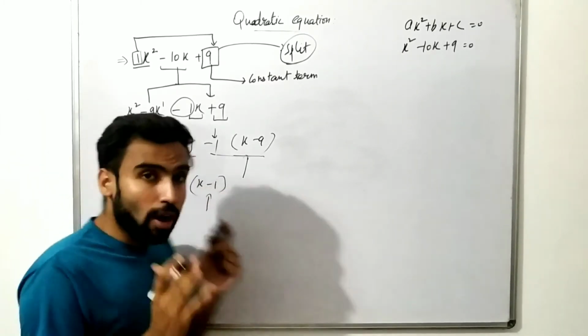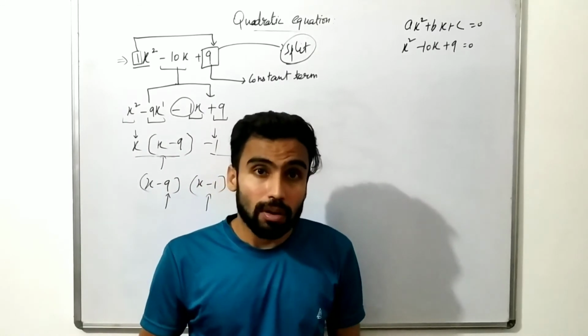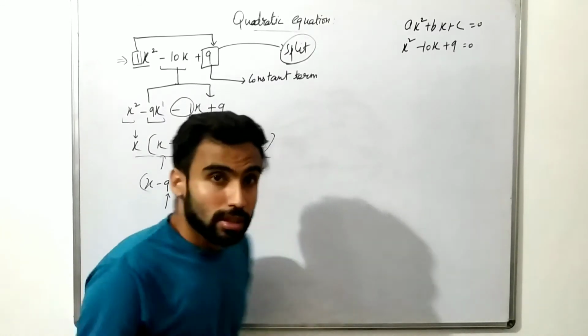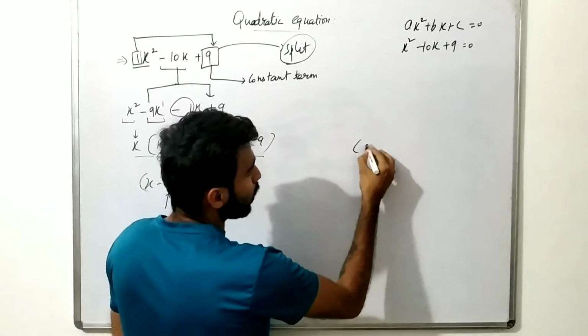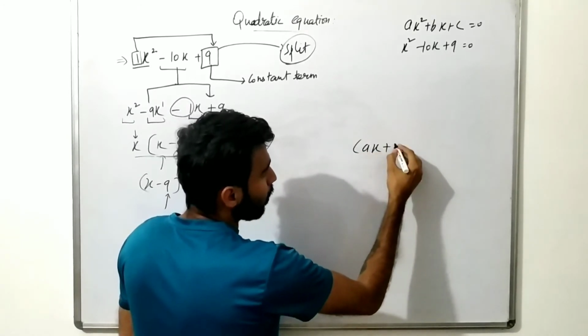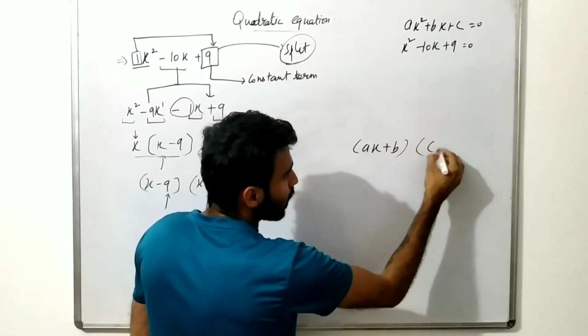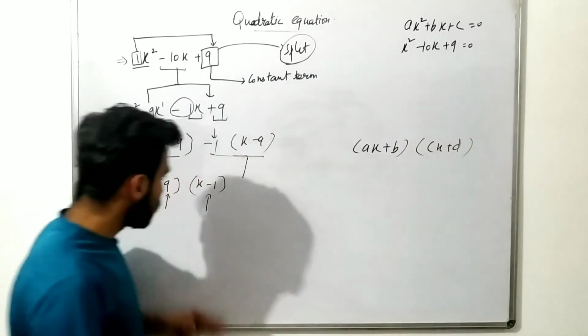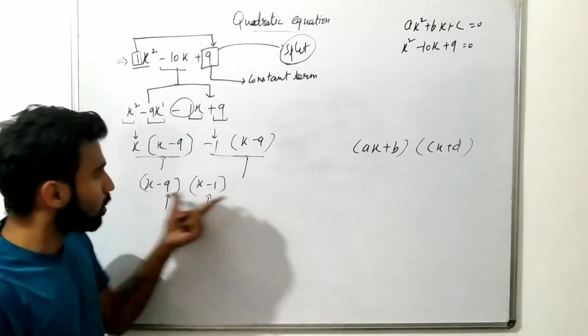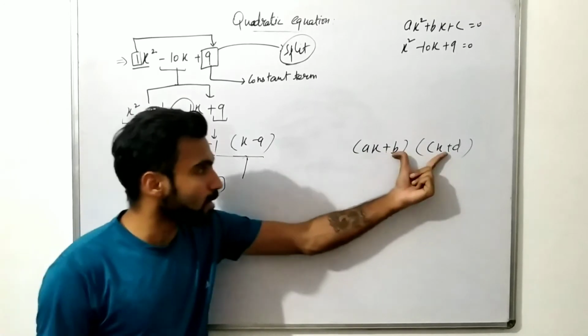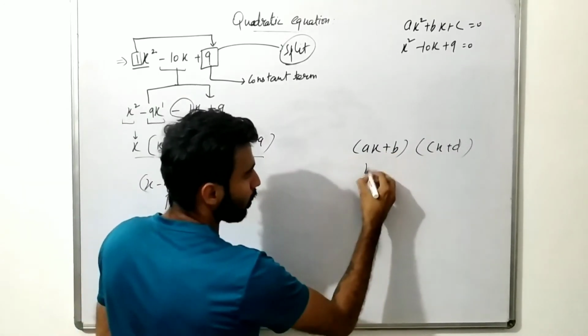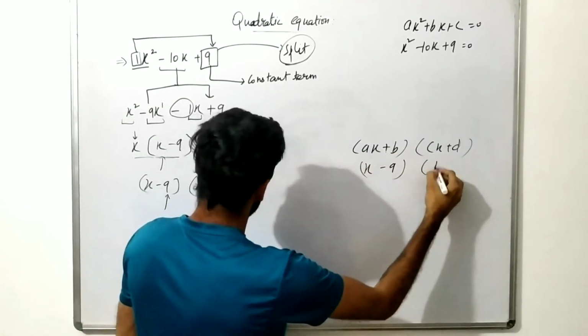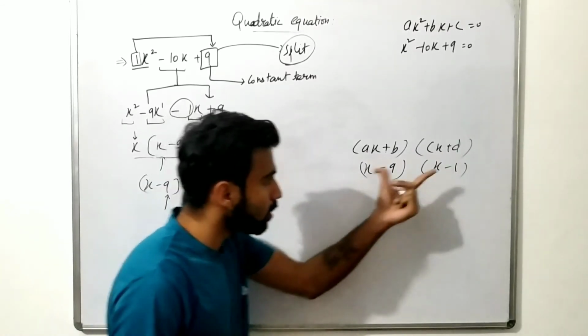Now just recall the second step of the factorization method. The second step was that you have to break the middle term and make ax plus b and cx plus d factors. If I see this, these are the two factors here. If I compare these two with this, let me write it down here. That is x minus 9 and x minus 1. So actually these are the two factors here.